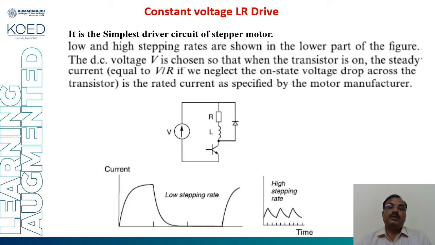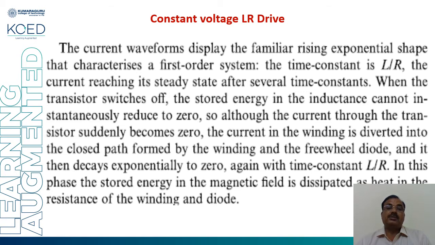Low and high stepping rates are shown here. At low stepping rates, there is no problem: the current increases to the maximum value and decays, though it takes time for the current to decay. But at the high stepping rate, the current reaches neither the maximum nor the zero. So we don't have sufficient time to demagnetize and to increase the current during turn on. This drawback is taken care of in the next circuit.